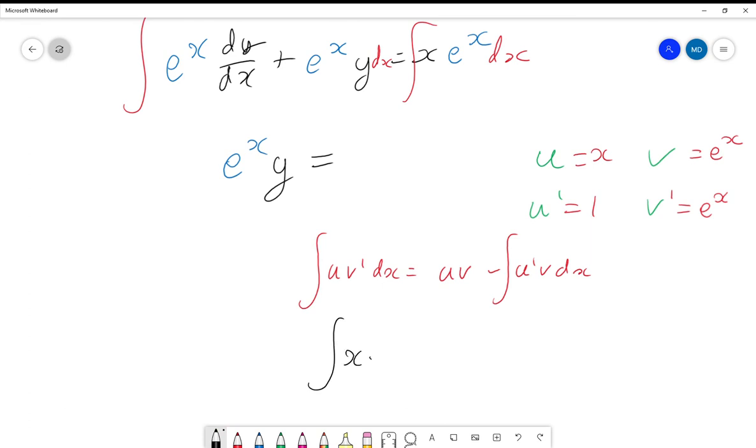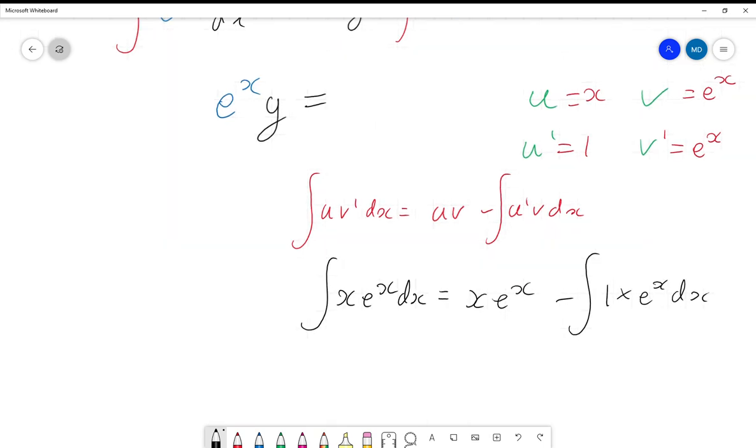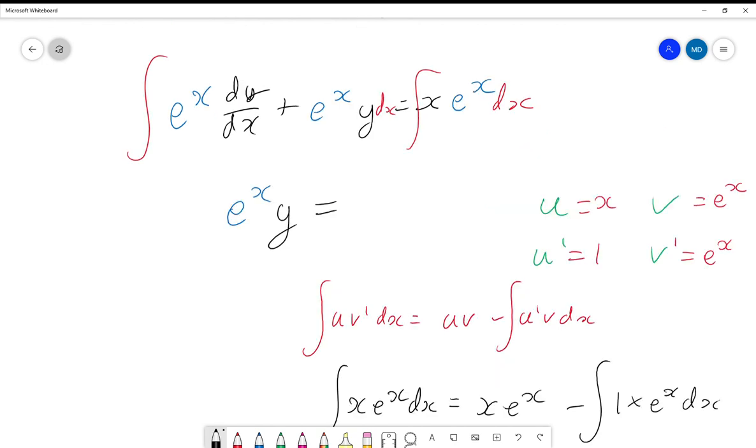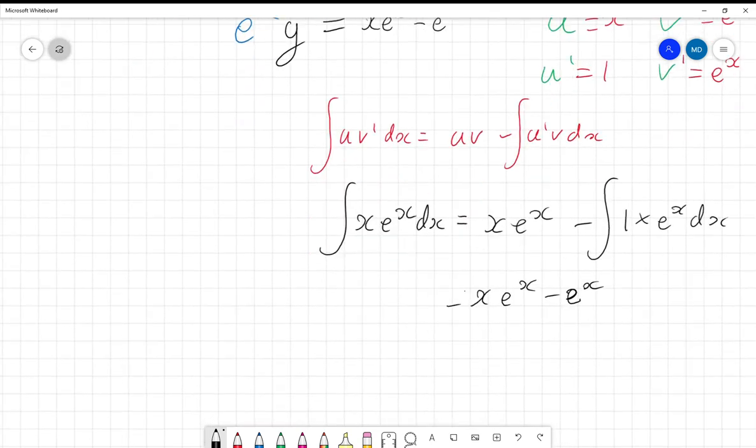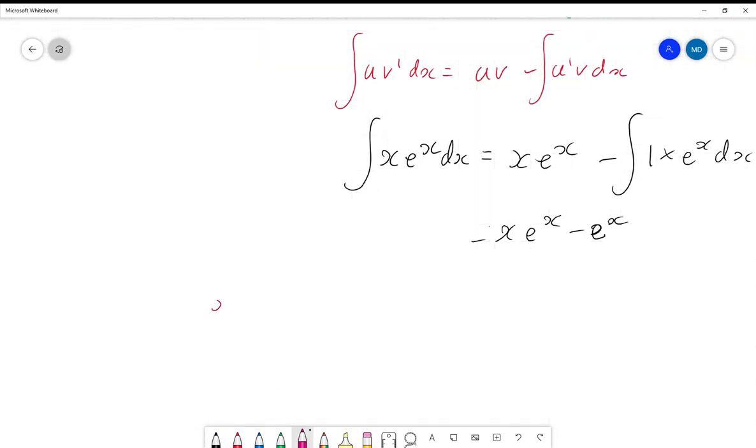Our integral of x e to the x dx is going to be equal to uv, which is x e to the x, minus the integral of u dash, which is 1, times by e to the x, which is our v. And then the integral of e to the x is just e to the x, so this is x e to the x minus e to the x. And so our right-hand side here becomes x e to the x minus e to the x. And then to simplify it, we get e to the x y is equal to x e to the x minus e to the x.